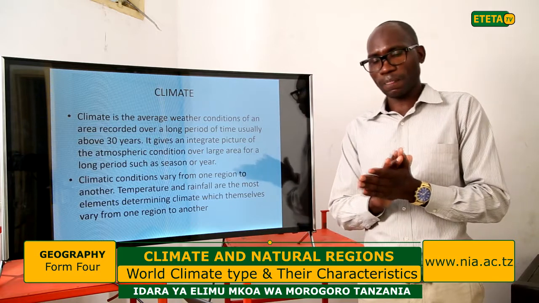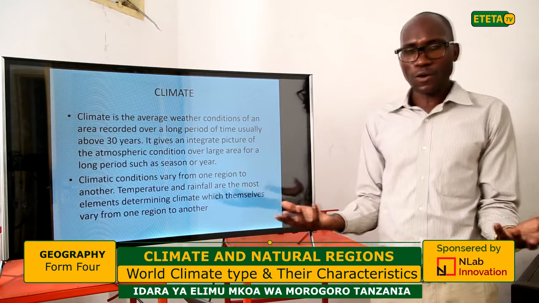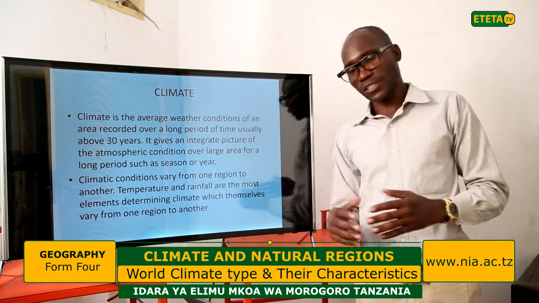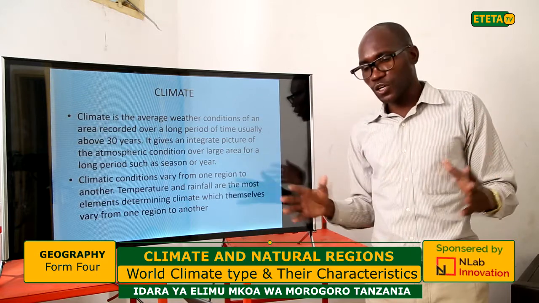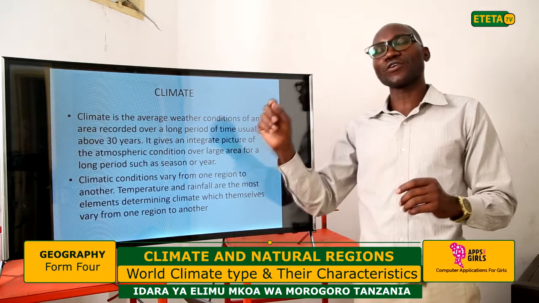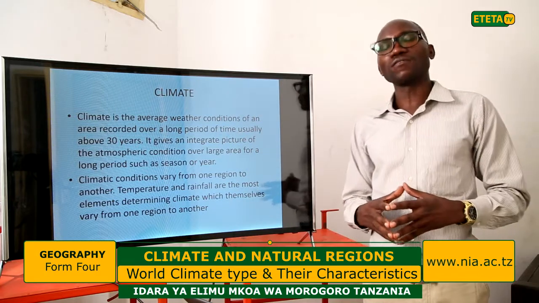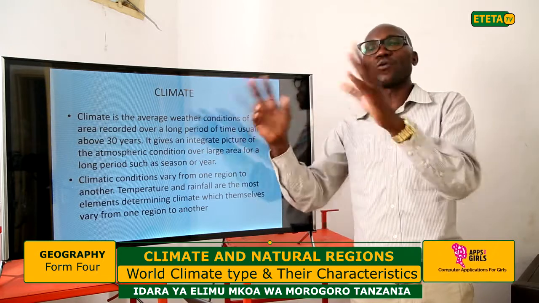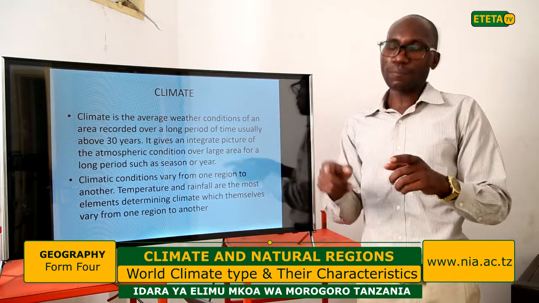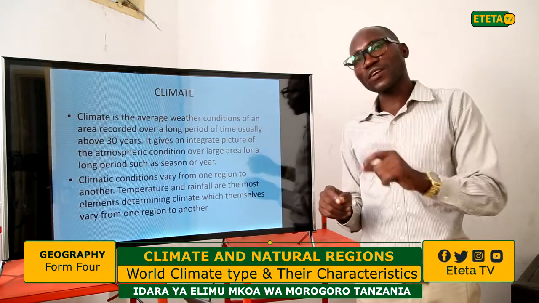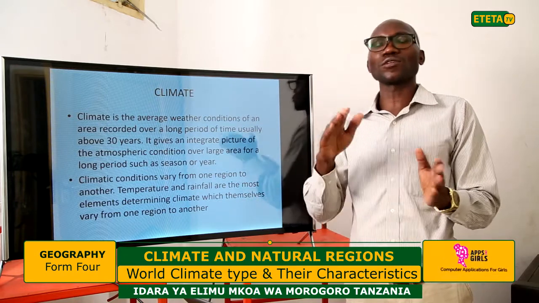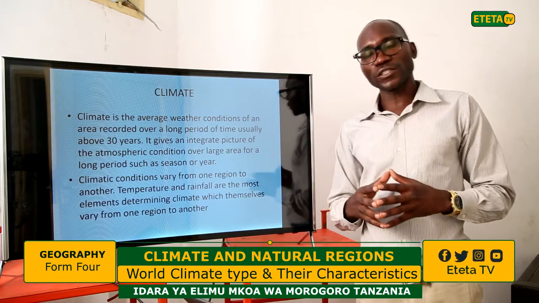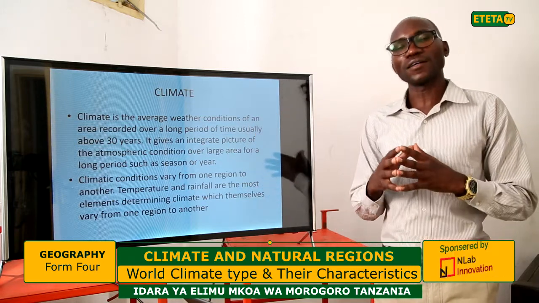What is climate? Ask yourself, what is climate, by the way? A climate is the average weather condition of an area recorded for a long period of time, usually above 30 years. We are saying average weather condition. The day-to-day condition is weather. But within a certain area, a dry weather condition occurring for almost 30 years means we categorize it into another climate. So a climate, you can say, is the average weather condition recorded over 30 years.